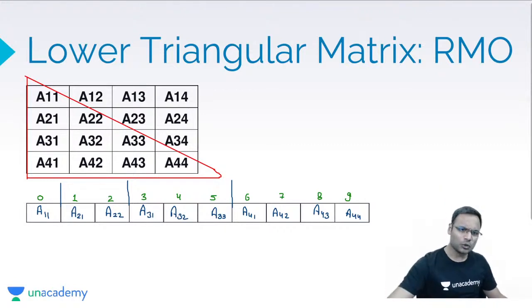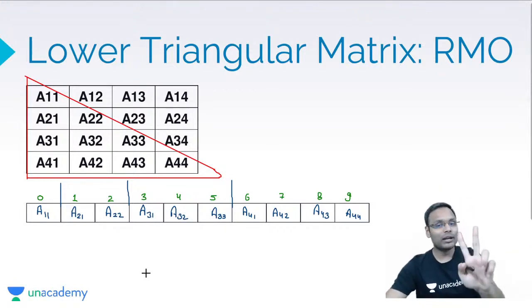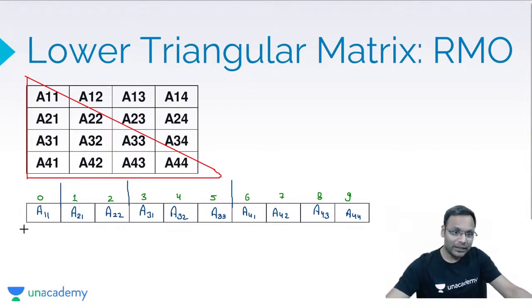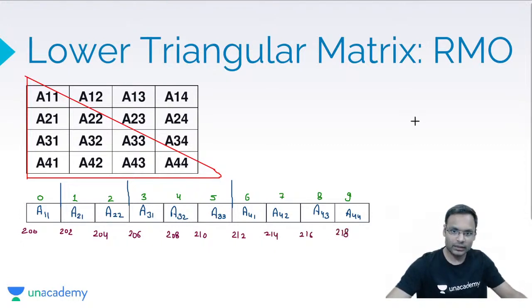Let's assume that each element takes 2 memory locations and the array base address in the memory is 200. Array base address 200 and each element takes 2 locations. So this element should have address 200, the next element should have address 202, just because each element takes 2 locations. Then 204, 206, 208, 210, 212, 214, 216 and 218. These are the elements.